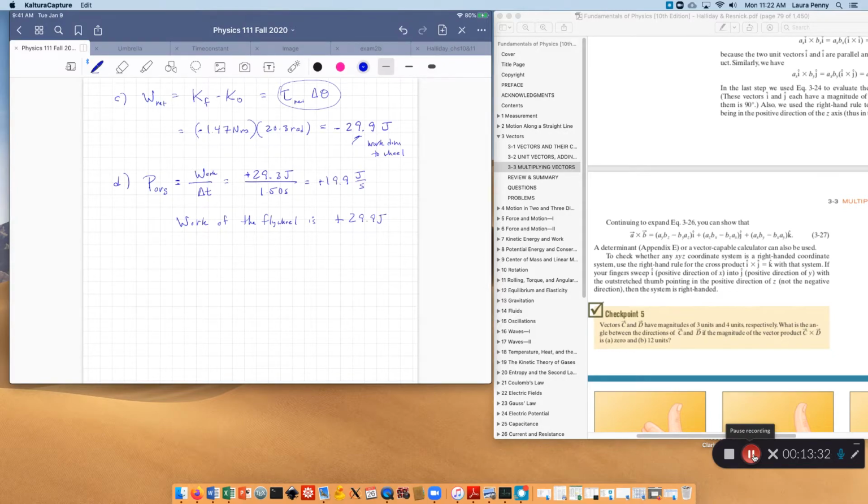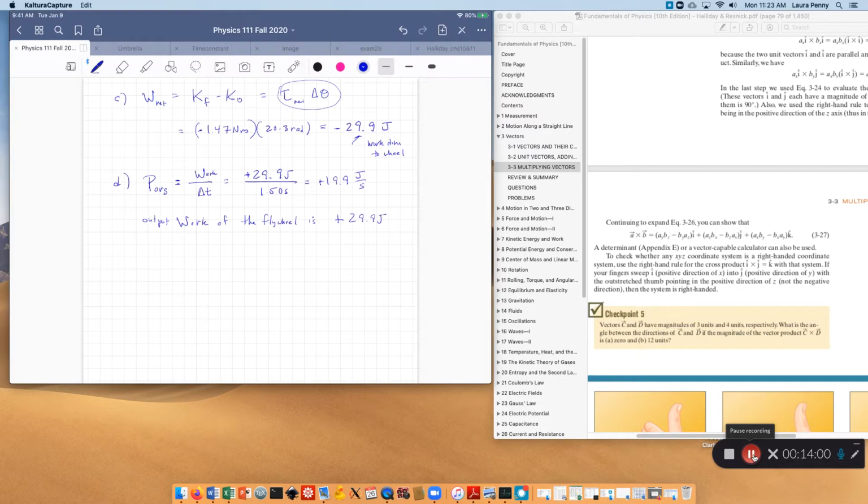I think the flywheel is putting that work into something else, right? The flywheel's losing energy, but that means that it's putting energy into something else. So this is the output work of the flywheel, a positive 29.9 joules. Sorry, guys. Yeah, 29.9.